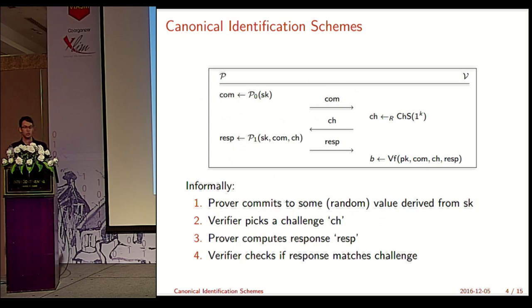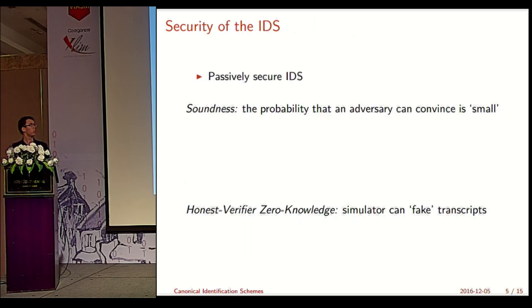So let's get started with some preliminaries. The canonical identification scheme, so this is the typical three-pass identification scheme. Your prover commits to some random value using the secret key, and sends these commits over to the verifier. He comes up with challenges. The prover computes responses based on the challenge that he gets and sends these over. The verifier checks if these responses match what he would expect based on the commit and the challenge. This is the traditional setting.